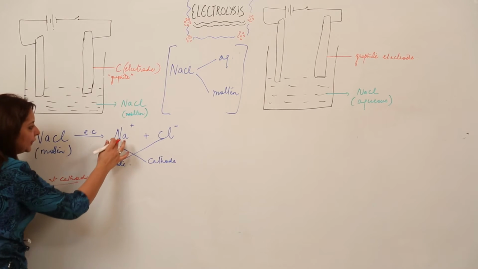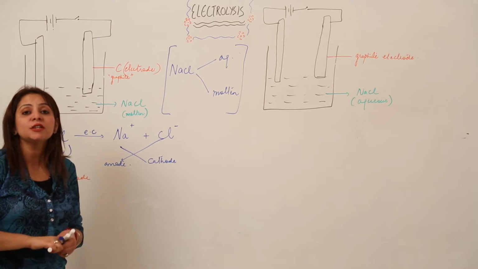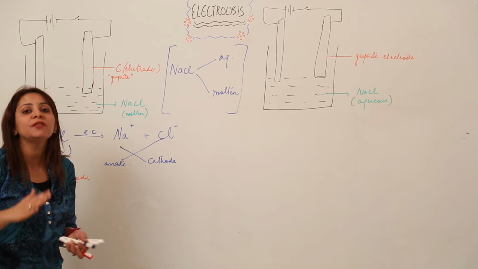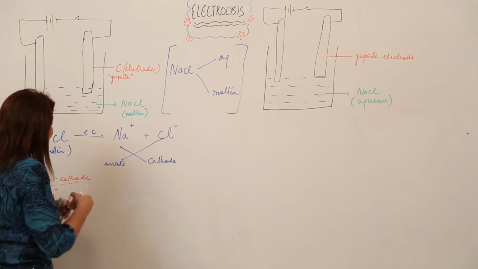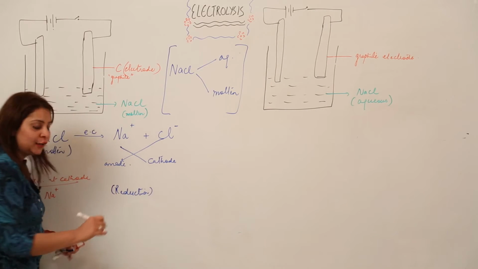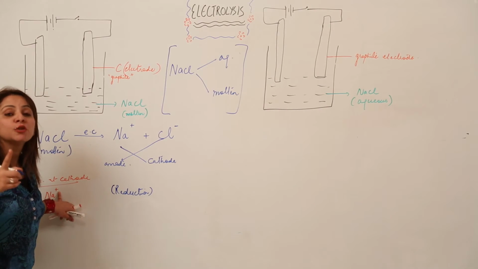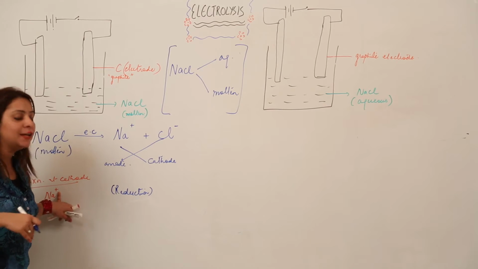So who is going to move to cathode? Na positive. Na positive means it has lost one electron. So what will it do? It will gain an electron, and you know that gaining of electron is called reduction, right? Because it has one positive charge, that means it has lost one electron, so it will now regain its one electron.